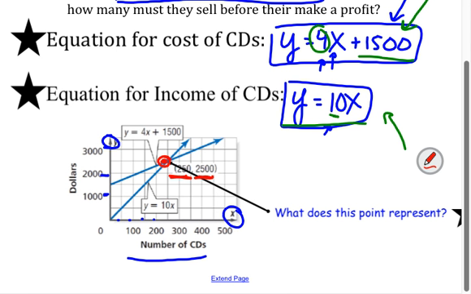2,500. What that means is, just to break even, they're going to have to make and sell 250 CDs. And it would cost them $2,500 to make them, and they would receive $2,500. After 250 CDs, that's where they start making money, and that's this part of the graph right here. The cost is going up. The money coming in is going up, but you can see there's a difference there. So that's where they start making money, at 250 CDs.